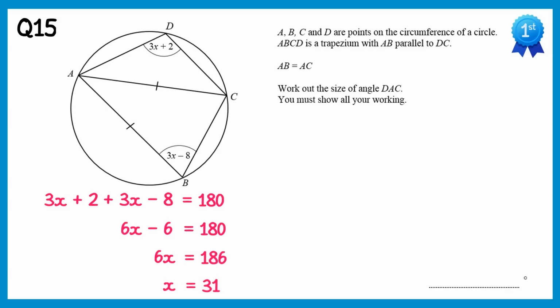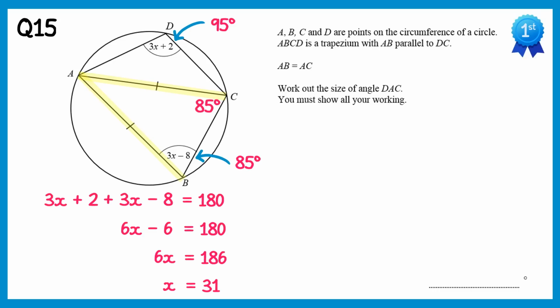Now that we know x equals 31, we can work out the size of those two marked angles. So if we do 3 times 31, take 8, we find this angle is 85, and 3 times 31 add 2, we find this angle is 95. The next thing we want to do is use the fact that triangle ABC is isosceles, so these two lengths here are the same. This means the angle ACB is also 85 degrees.